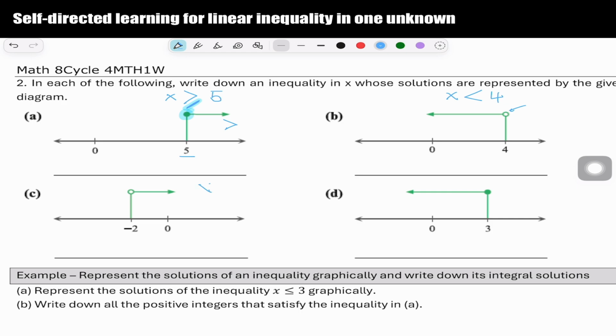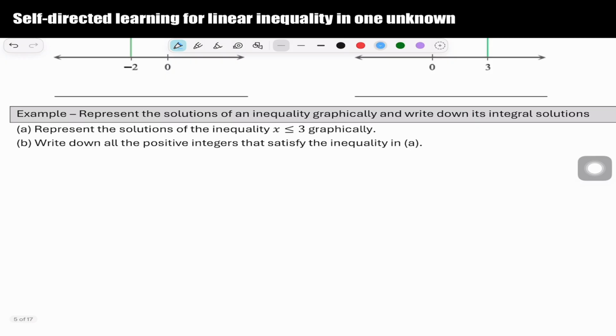And then this time x here, negative 2 here, and then pointing to this and hollow. And 3 here, x here, pointing to this side, solid, so we got equal sign. Okay, and then x is less than or equals to 3. Okay, so we have 3 here, and pointing to another side. This is the graphical solution.